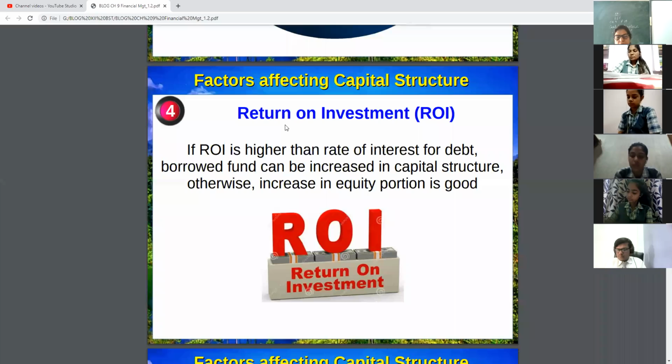See, it is the simple term. ROI should be greater than interest for debt. Otherwise, that will not be beneficial. Return on investment should be more than the rate of interest of debt to be paid. If you are paying bank interest at the rate of 8%, then the ROI should be more than 8. Okay? ROI should be higher than the rate of interest for debt.